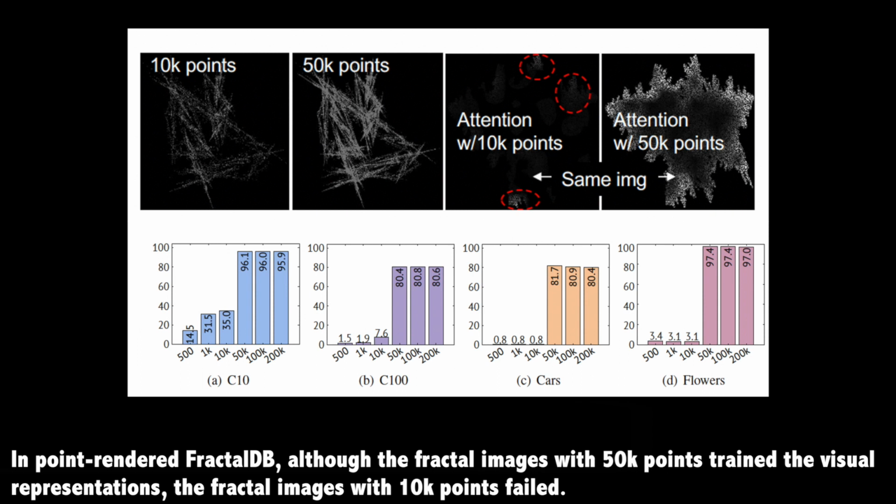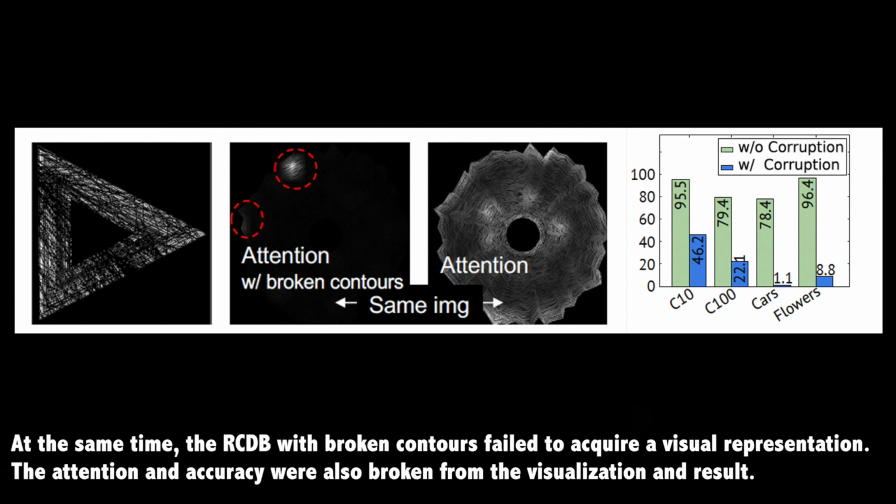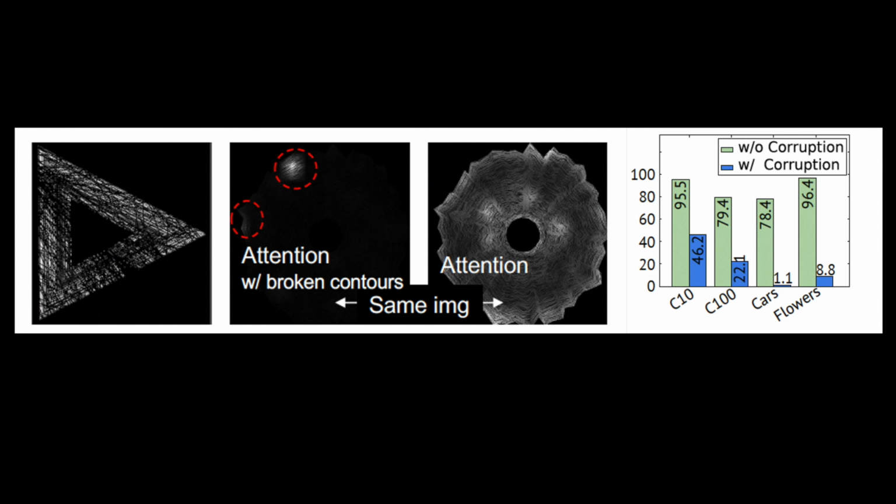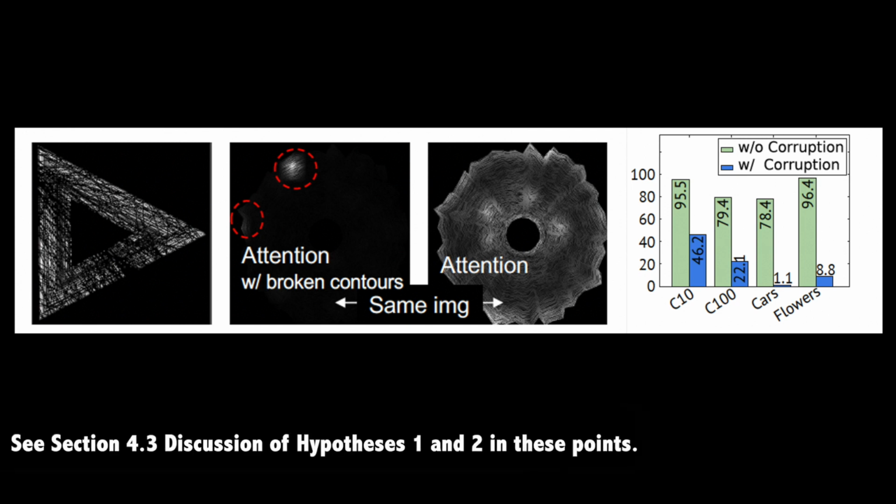In point-rendered FractalDB, although the fractal images with 50K points trained the visual representations, the fractal images with 10K points failed. At the same time, the RCDB with broken contours failed to acquire a visual representation. The attention and accuracy were also broken from the visualization and result. See Section 4.3, Discussion of Hypotheses 1 and 2 in these points.